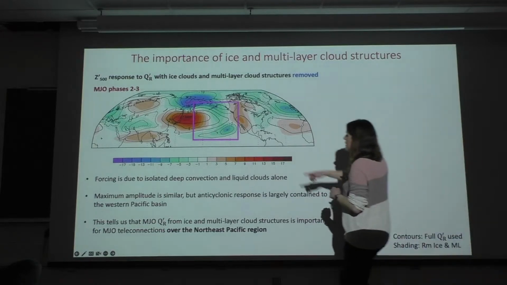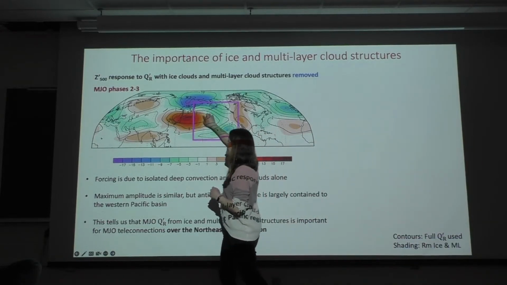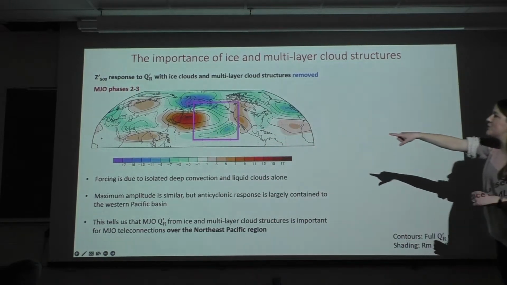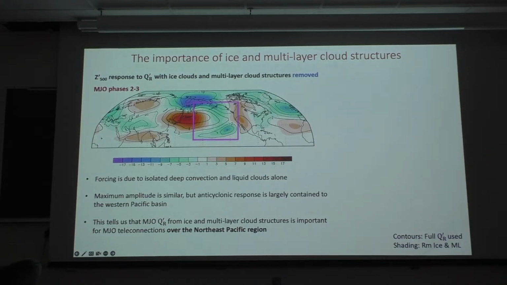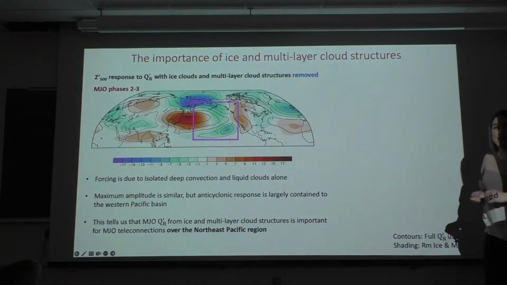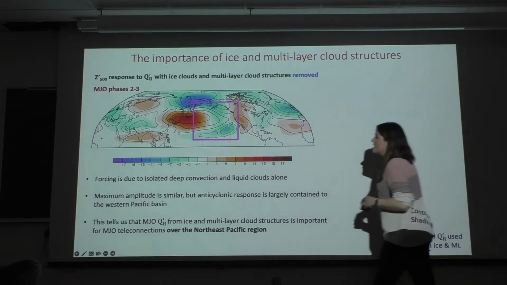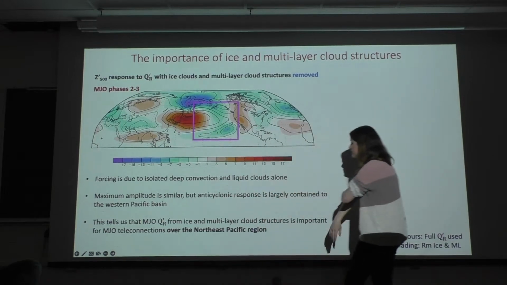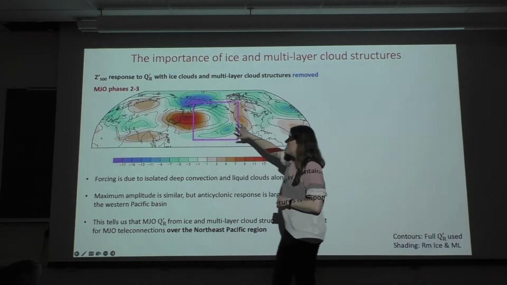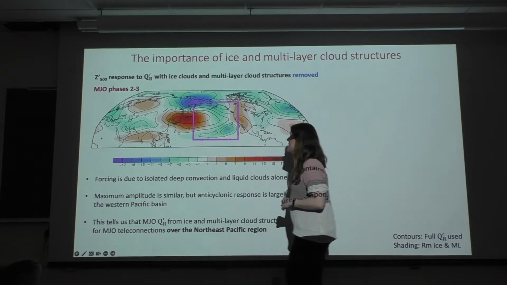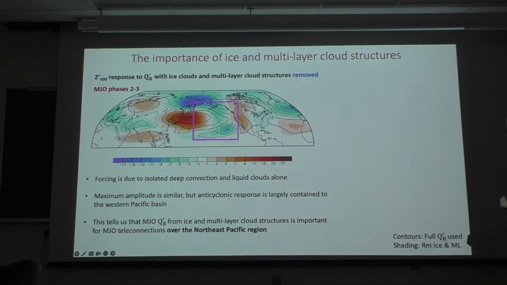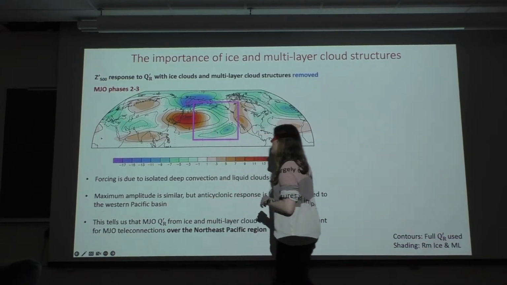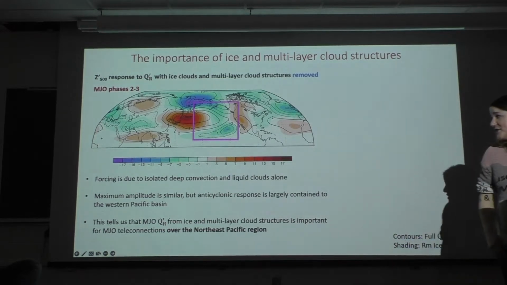So the full QR is in the contours, and then the individual cloud experiments are going to be in the shading. So the shading here is showing you what happens to the circulation anomalies when we remove ice clouds and multi-layered cloud structures. Now you see that we get a similar magnitude, right? The maximums are fairly similar in magnitude, but you get a really big difference over the Northeast Pacific.